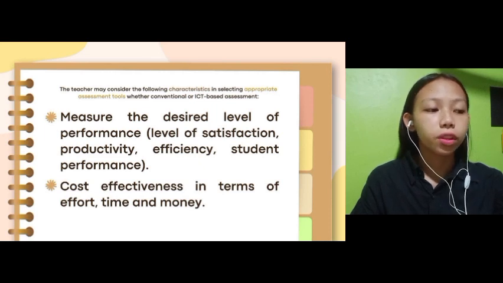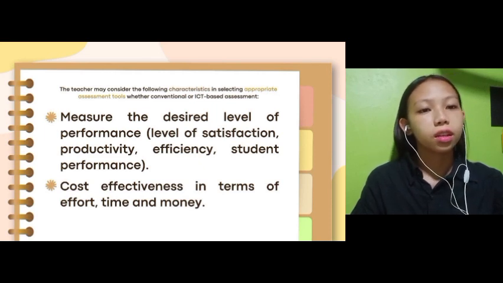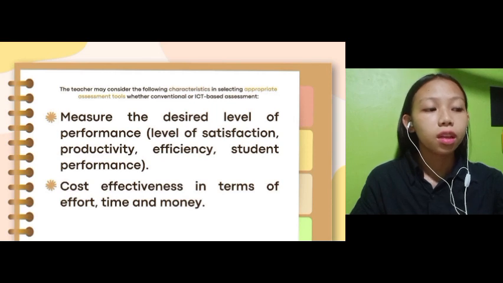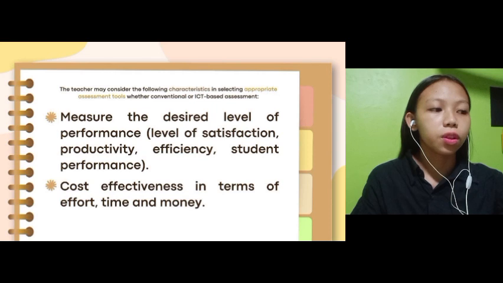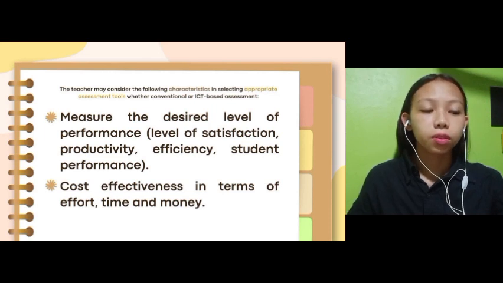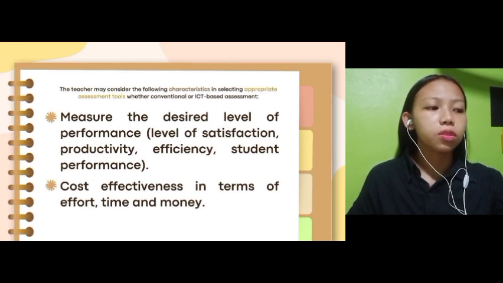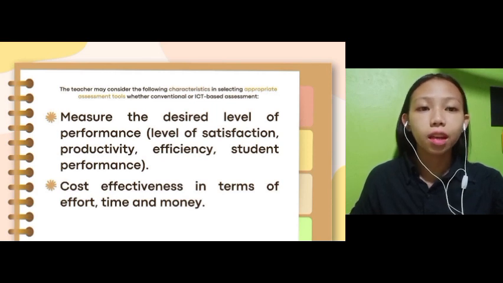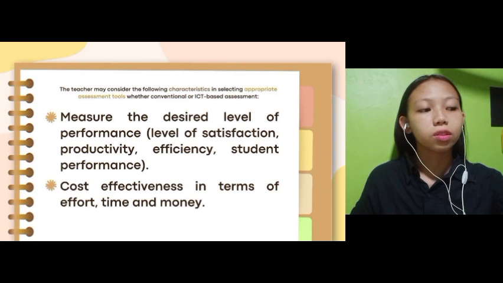So it is important that we choose an assessment tool that contains this level of performance that we are looking for because it will provide consistent and objective assessment and better feedback to the students. And also, these levels will tell the students what they are expected to do.